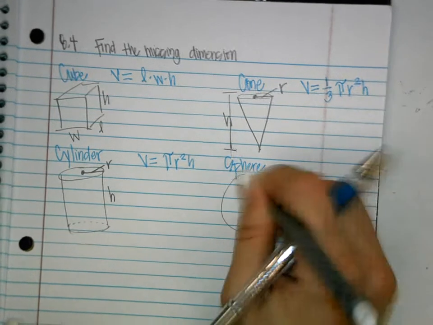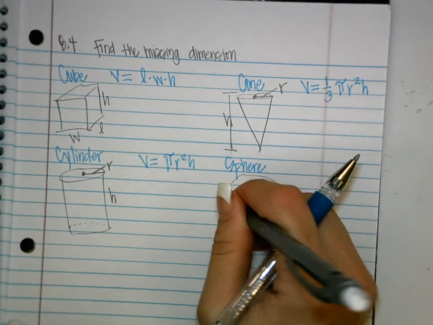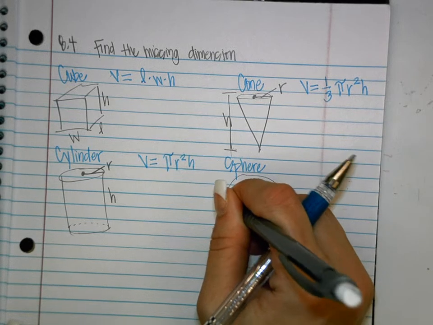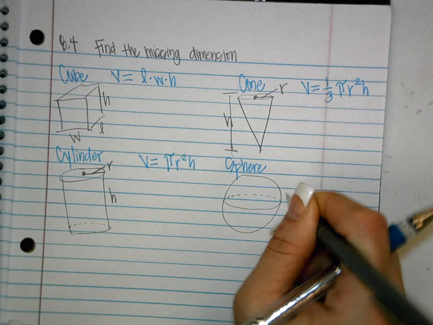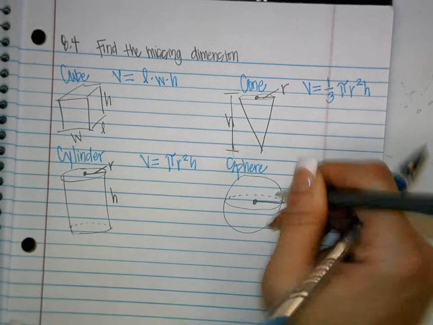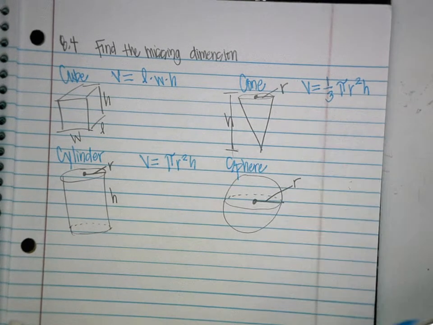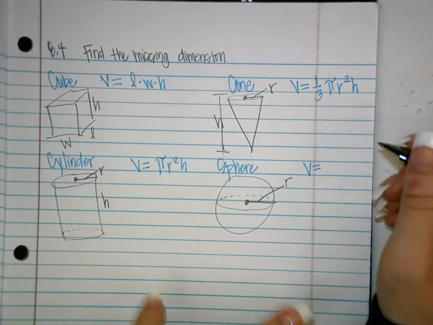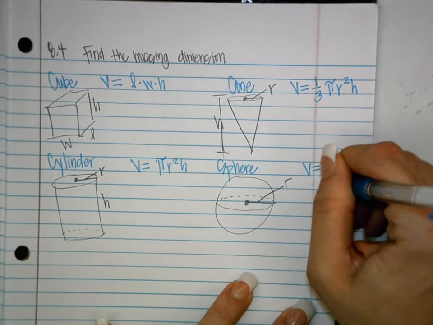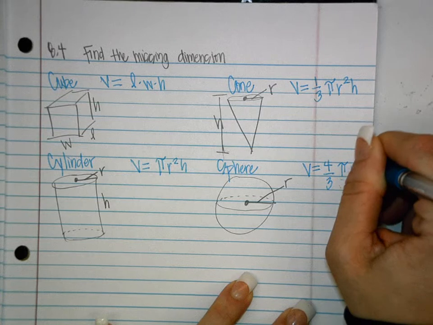Okay, so a sphere. What are the dimensions that you need on a sphere? The radius. Just the radius. Okay, you just need the radius of a sphere. And what is the volume of a sphere? Volume equals 4/3 pi r cubed.